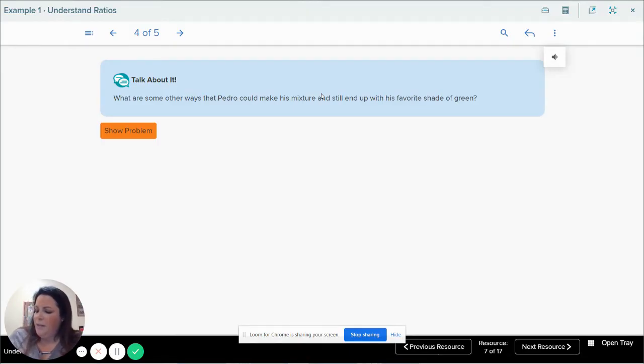So like we originally stated, 2 to 3 was the original ratio, right? We could double. That's 4 to 6, 8 to 12. We could have done, let's see, 6 to 9. All of these are equivalent ratios. They're all the same because what we're doing to one side of the ratio, we're also doing to the other. This is times 2, this is times 4, this is times 3.